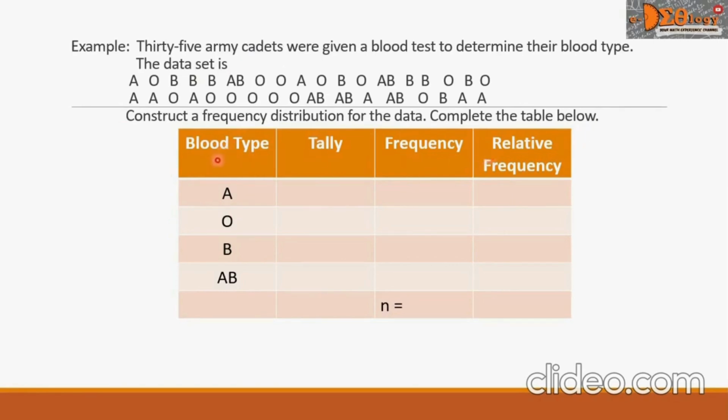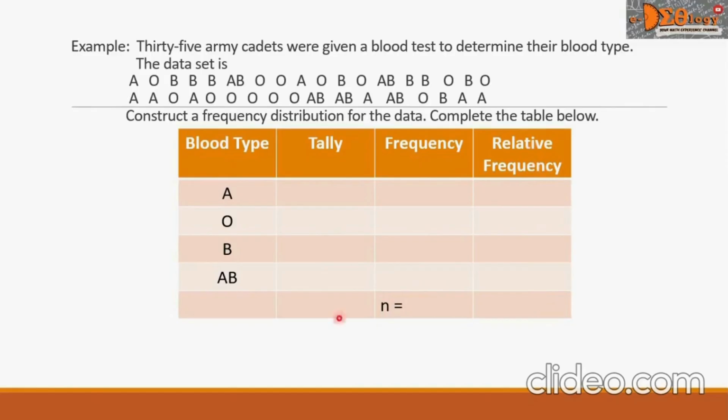The first column is for the category, which is the blood type. We can see here there are 4 blood types. We have A, O, B, AB, respectively. The next column is for tally, followed by another column for frequency. There is a column also for relative frequency.